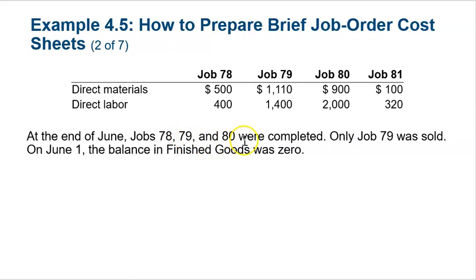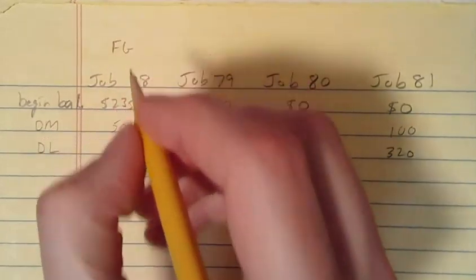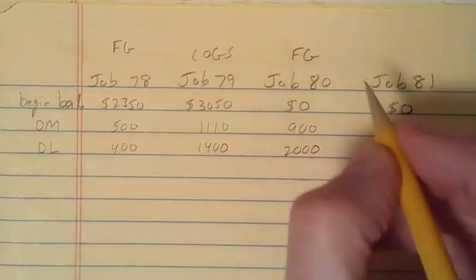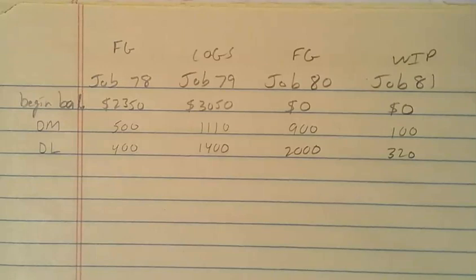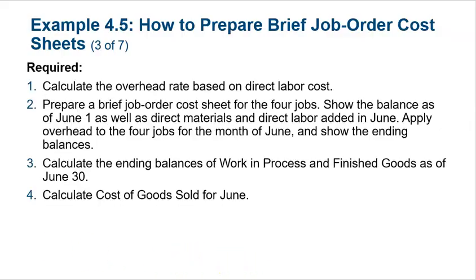And I don't see anything here about job 81. So it's going to still be in work in process. Now, I want to warn you, we do not have all of our information yet. But what we can do, just to kind of help ourselves out here, finished goods, cost of goods sold, finished goods, and work in process. Okay. But again, we're missing something, aren't we? Because I don't see where we added any manufacturing overhead yet to any of these jobs during the month of June.